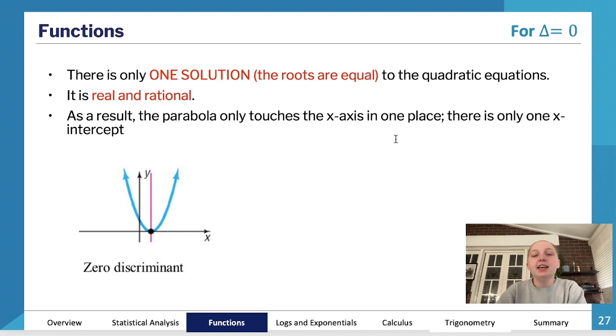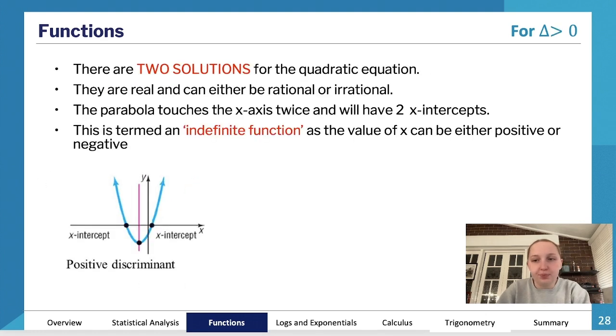So essentially, if we've got 0, it's going to make no difference whether we're plussing or minusing it, because plus 0, minus 0, same thing. So we're only going to get one solution to our graph. That solution is going to be real and rational. And so as a result, you'll see that your parabola will only touch the x-axis in one place. Okay, so that's what it looks like if you've got a discriminant that is equal to 0.